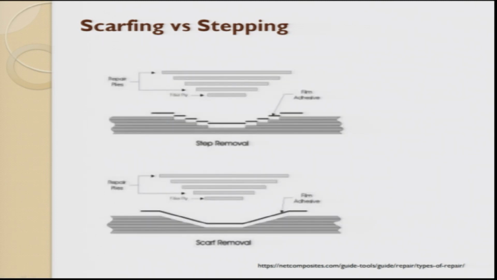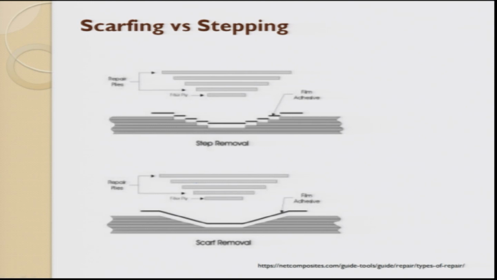So here is what is stepping. So here this is what is called scarfing. So you have a smooth transition here, here it is not a smooth transition. So with this we have studied the different ways of doing repair of composites.